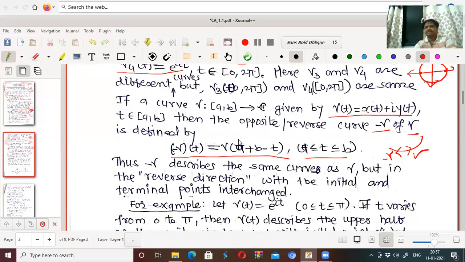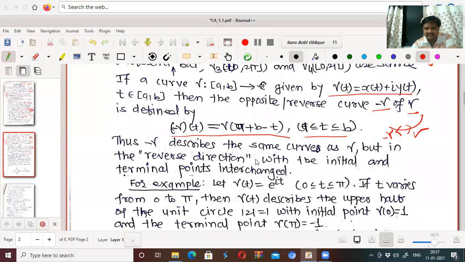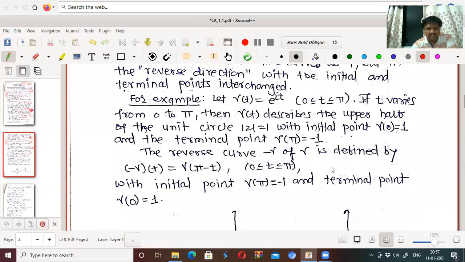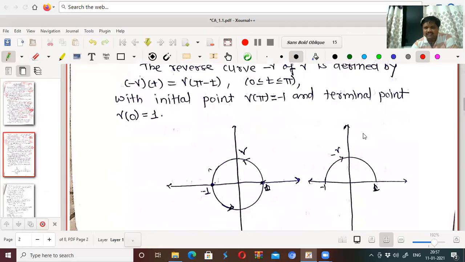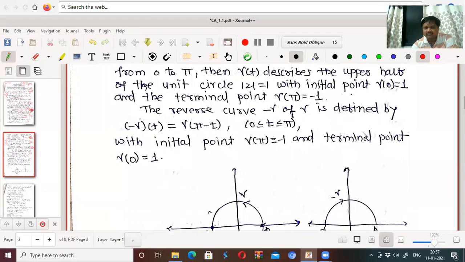All other terms will remain same. So only the direction changes, that is the opposite or reverse curves, which we know. Thus minus gamma describes the same curve as that of gamma but in the reverse direction, with initial and terminal points interchanged. So if gamma t equal to e to the power it, where 0 less than or equal to t less than or equal to pi.